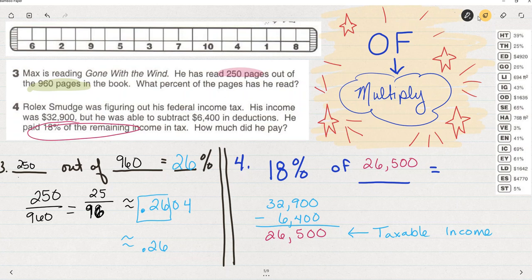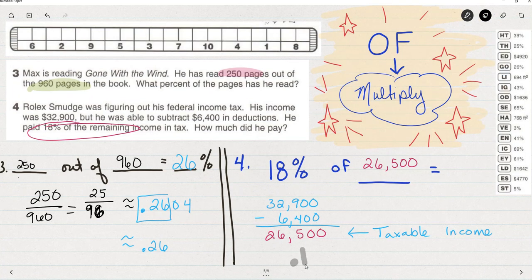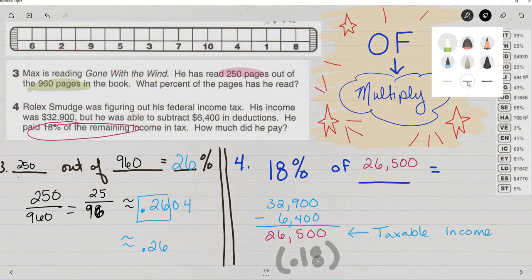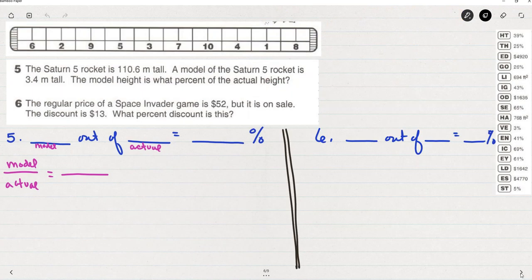So we're going to do 0.18 because 18% as a decimal is 0.18. So we're going to do 0.18 times 26,500. And that comes to 4,770. Number 5. The Saturn V rocket is 110 6/10 meters tall.